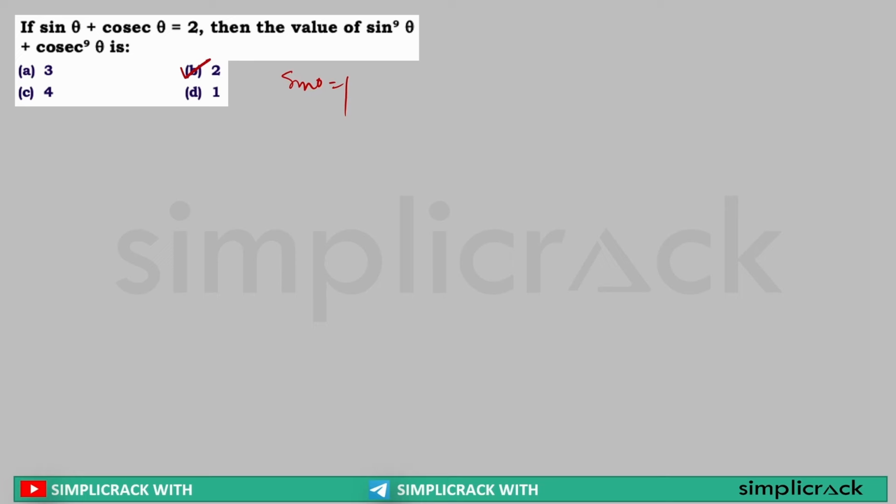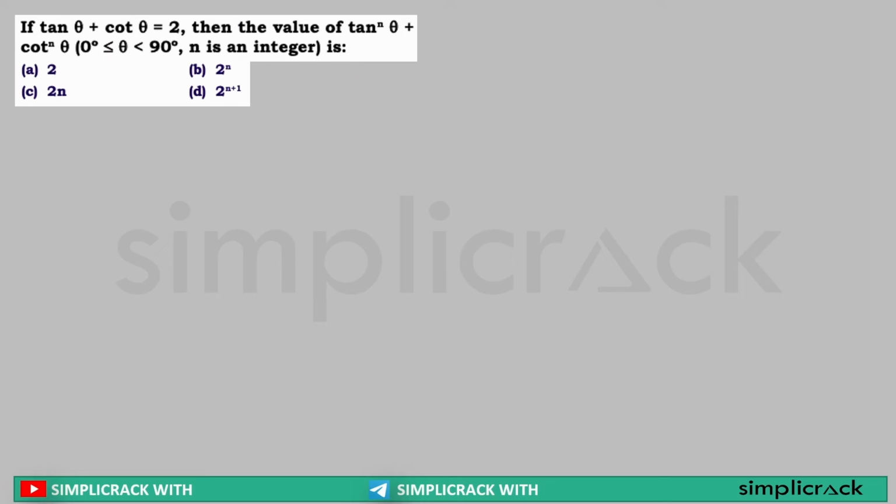Now, let me give you a tricky question. It is saying tan theta plus cot theta is equal to 2. What is the value of tan to the power n theta plus cot to the power n theta? Sir, simple thing we know, tan theta plus cot theta is written as tan theta plus 1 by tan theta, which is equal to 2. That means tan theta is equal to 1. So if the question is asked what is tan to the power n theta plus cot to the power n theta, you will write, sir, tan to the power n theta plus 1 by tan to the power n theta.